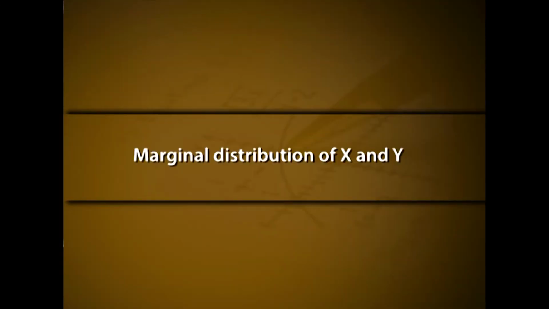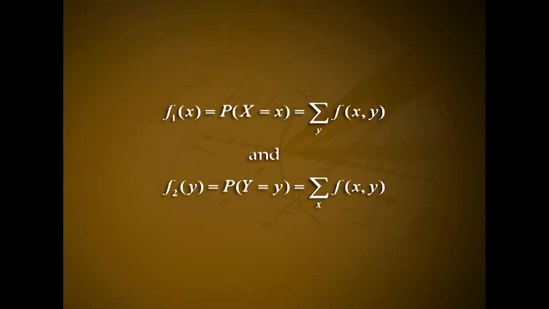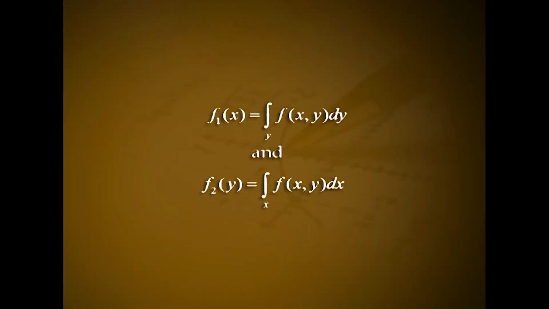Marginal distribution of x and y. If x and y are two discrete random variables, the marginal PMFs are defined as f1 of x, that is p of x equal to x, that is summation over y f of xy, and f2 of y, that is p of y equal to y, that is summation over x f of xy. If x and y are two continuous random variables with joint PDF f of xy, then the marginal PDFs are f1 of x, that is integral over y f of xy dy, and f2 of y equal to integral over x f of xy dx.